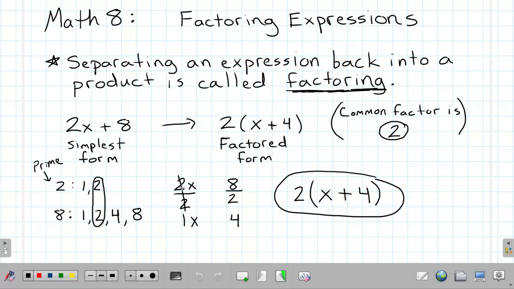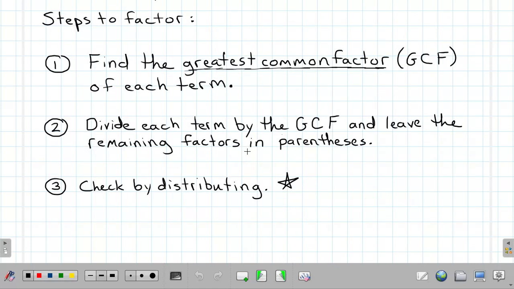We took 2x and divided it by 2. So that means x, or 1x, was our remaining factor. Same thing here. We took 8 and divided it by 2, the greatest common factor. So in this case, 8 divided by 2 gave us 4. So 4 is the remaining factor that stays inside the parentheses, or put them in parentheses.